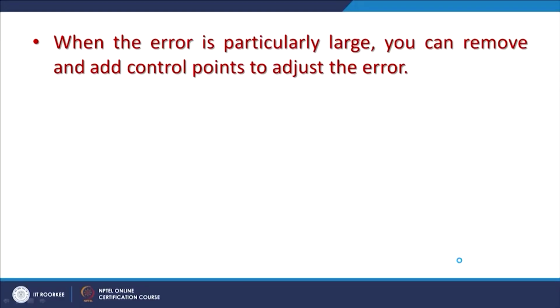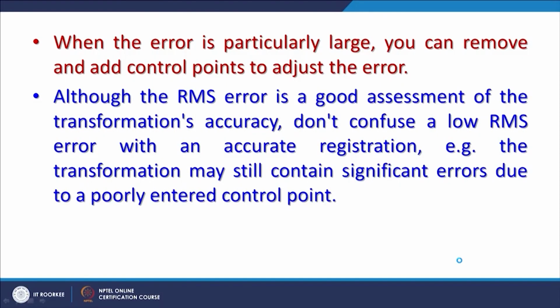which will provide better understanding. Now, let us come back to this discussion: when the root mean square (RMS) error is particularly large, you can remove and add control points to adjust the error. Whenever you see a particular point giving a large error, or 2 out of say 20 points, 4 or 5 giving large errors, remove them. And as you keep removing, your root mean square value will also keep changing. So, although RMS error is a good assessment of the transformation's accuracy, do not confuse a low RMS error with an accurate registration.